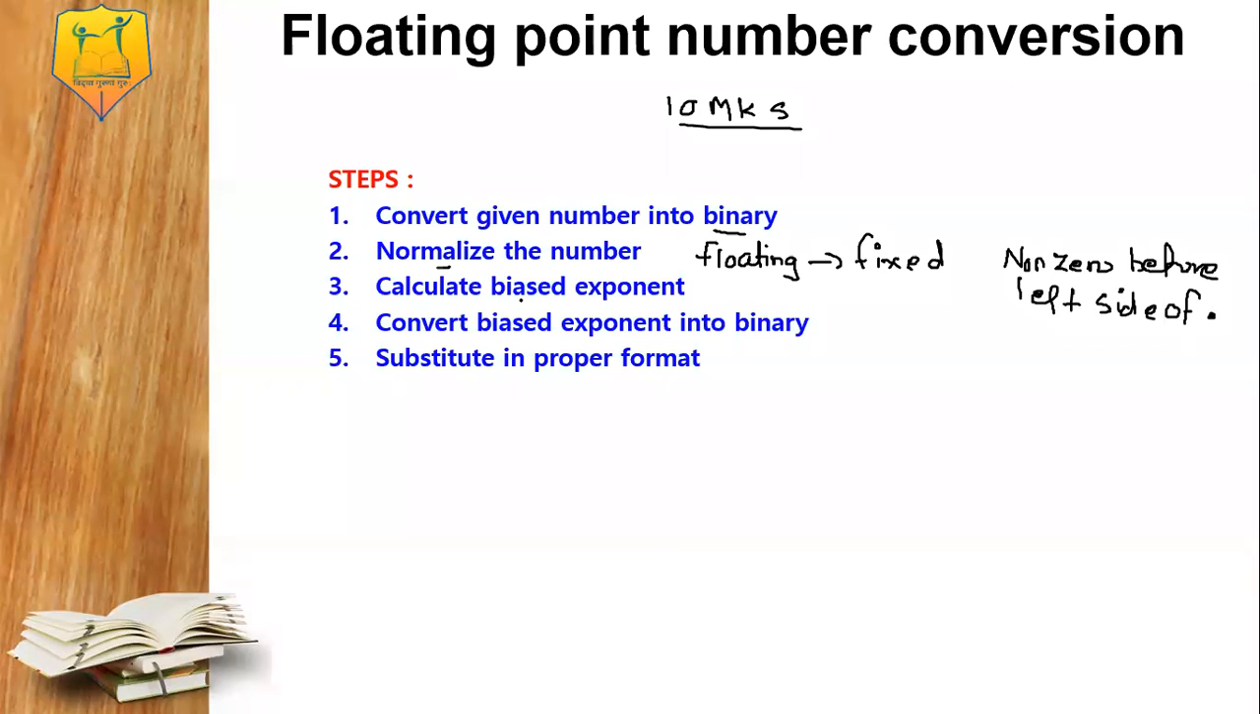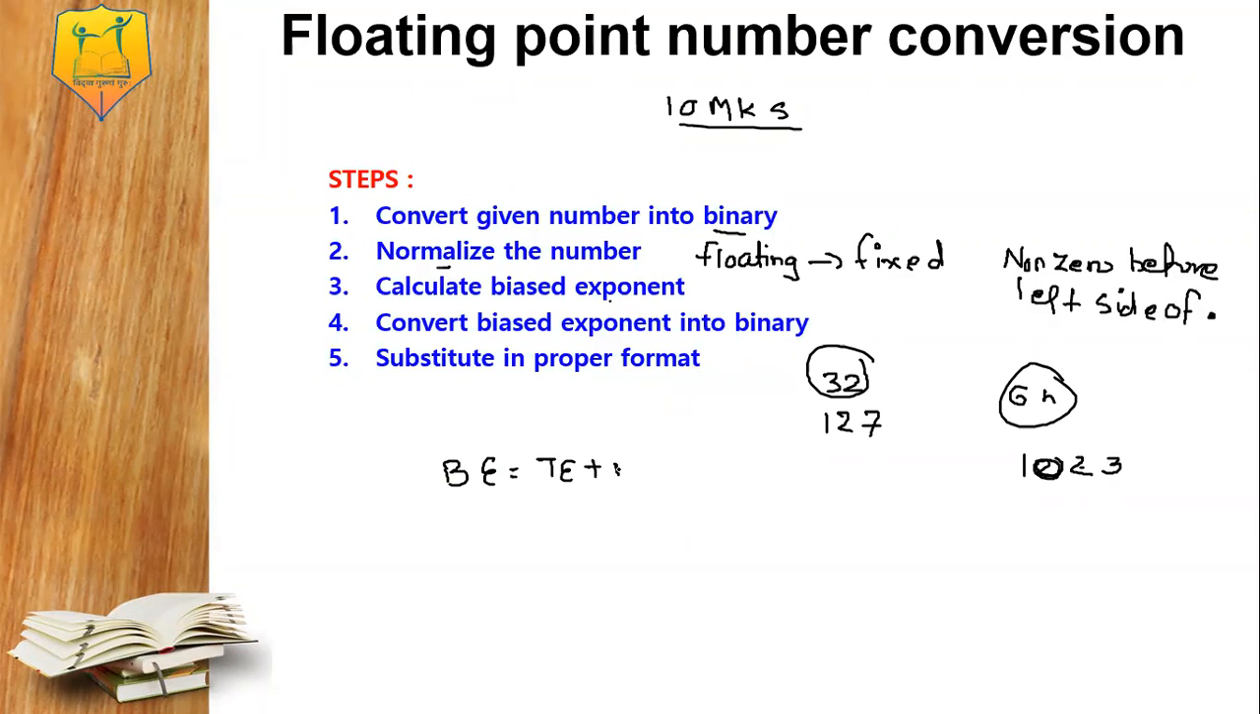Third, calculate the biased exponent. Now, the biased exponent we saw, if it is for single precision, then the biased exponent is 127. That is for 32-bit format. But if it is for 64-bit format, then my biased exponent is, what is it, guys? Tell me. 1023. Okay, so this is for my 64-bit biased exponent. So I will calculate the biased exponent. The formula for biased exponent is BE is equal to TE plus bias value.